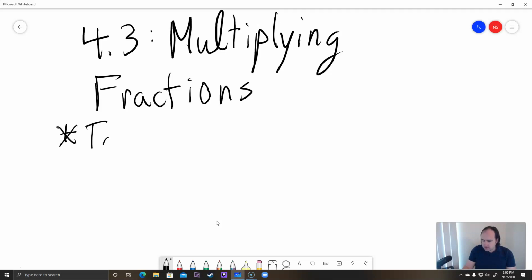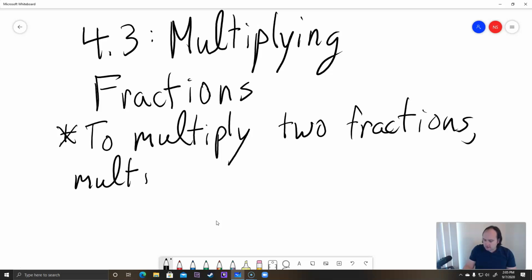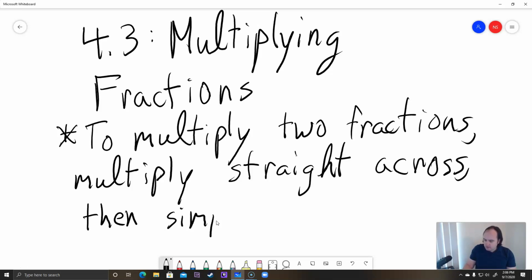To multiply two fractions, you multiply straight across, then you simplify.